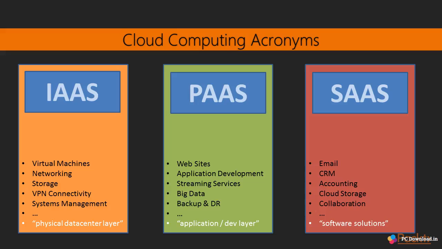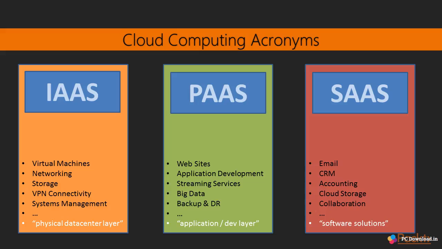IaaS, infrastructure as a service, mainly points to providing virtual machines, networking, storage, VPN connectivity for remote management or remote hybrid setups, and overall systems management. So we're mainly talking about the physical data center layer. Although quite important, as a customer, as a consumer of IaaS, you're never really touching or having access to the physical data center component itself.